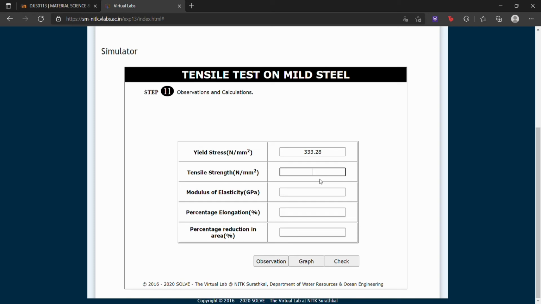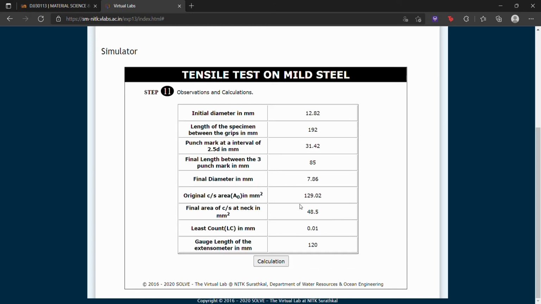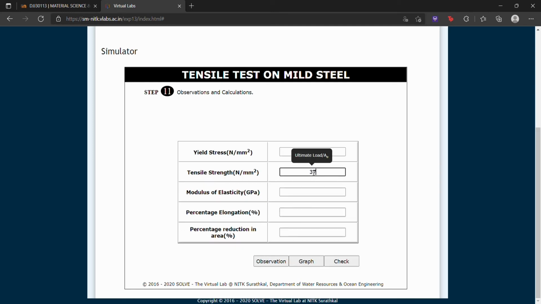Next we have tensile strength. The formula for tensile strength is ultimate load, which is the highest point in the graph, divided by A0. As you can see, the highest point in the graph is 49. So 49 kN divided by A0, which is 129.02. And then we will get the answer for tensile strength, which is 379.78.